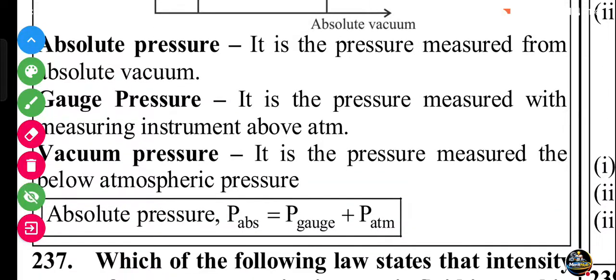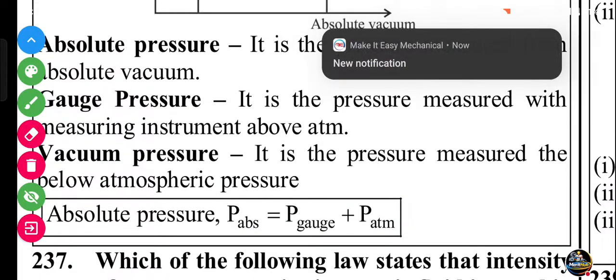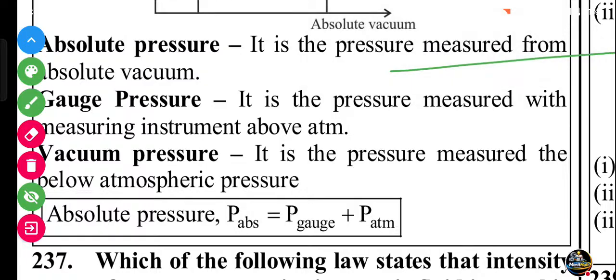Here is a small introduction to the different types of pressure. Absolute pressure is the pressure measured from absolute vacuum. Gauge pressure is the pressure measured with an instrument above the atmospheric pressure. Vacuum pressure is the pressure measured below atmospheric pressure. Absolute pressure means gauge pressure plus atmospheric pressure.